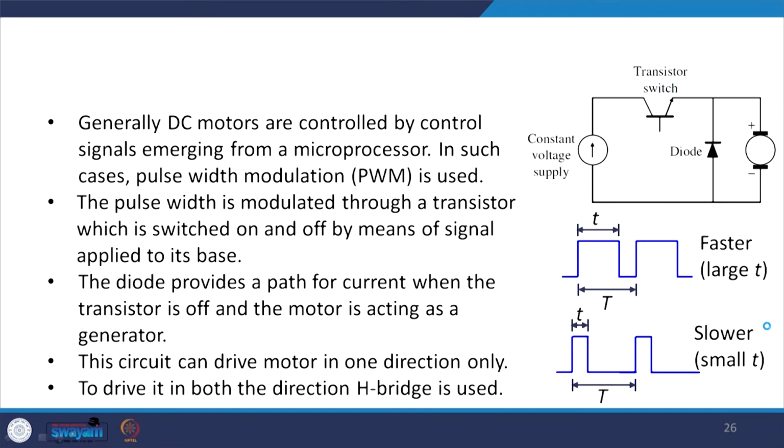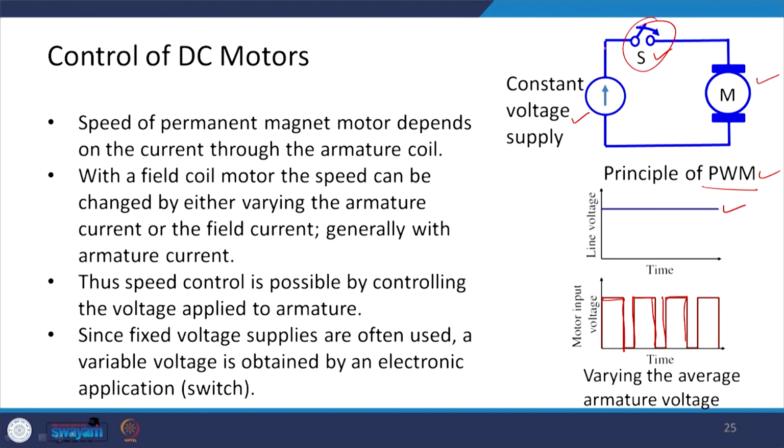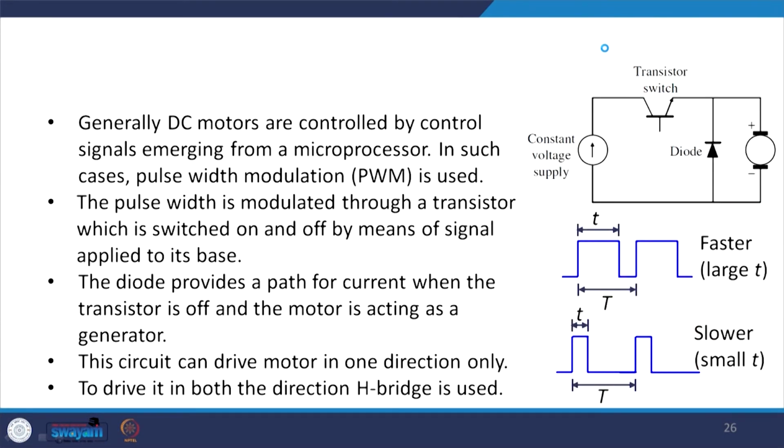Now, this switch I just gave a mechanical example, but this switch could be an electronic switch consisting of a transistor and a diode, okay. And generally these DC motors are controlled by control signals emerging from the microprocessor, and in such cases we are using pulse width modulation, okay. And the pulse width is modulated through the transistor which is switched on and off by means of a signal applied to its base basically, that is over here, okay.